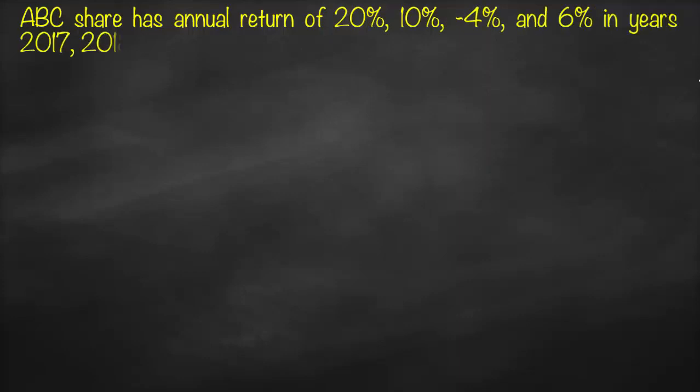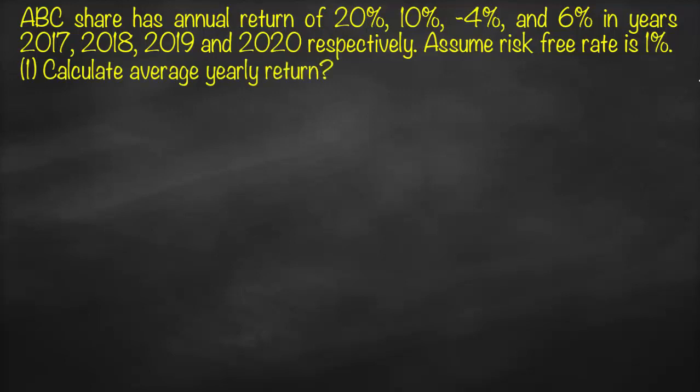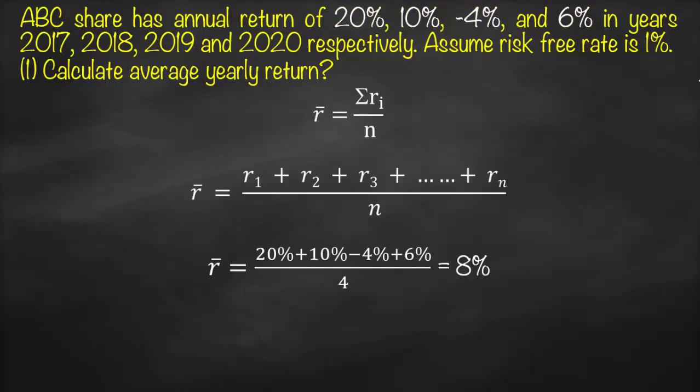Let's get an example about historical or sample return. ABC share has annual return of 20%, 10%, -4%, and 6% in years 2017, 2018, 2019, and 2020, respectively. Assume risk-free rate is 1%. The first part of the question is calculate average yearly return. So before we start, let's get the variables we have in our question.